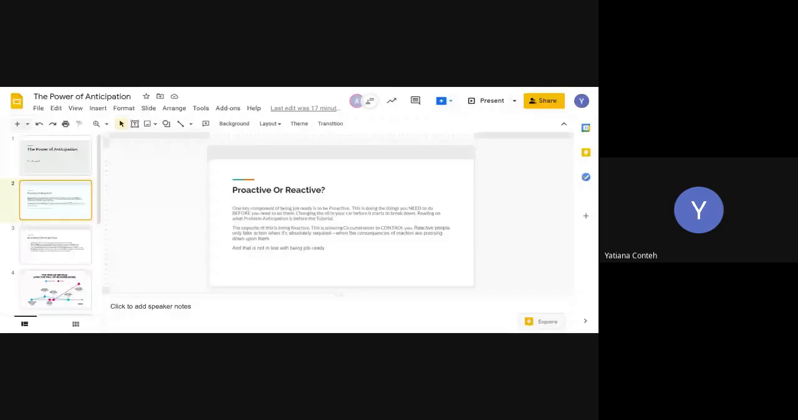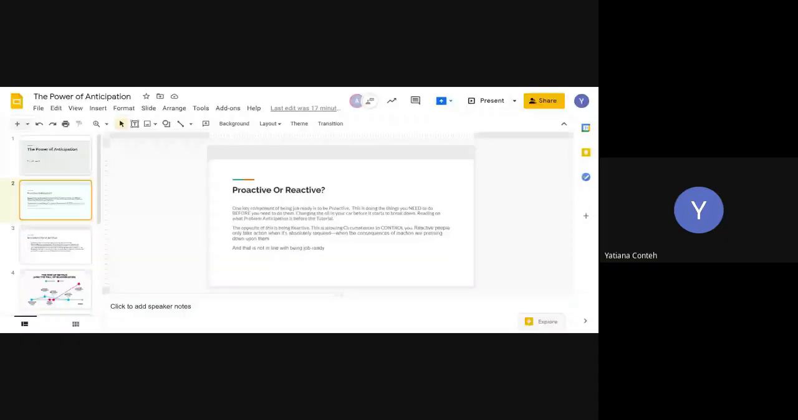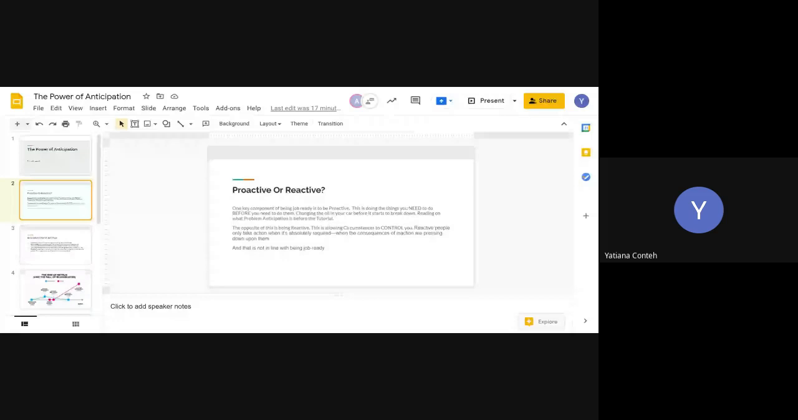Reactive people only take action when it is absolutely required, meaning you only change the oil in your car after you've gone to the mechanic because you hear a noise you don't like, or probably your car broke down on the side of the road and you really don't like that. So you go essentially, okay? So is this okay? Before I move on to the next slide.